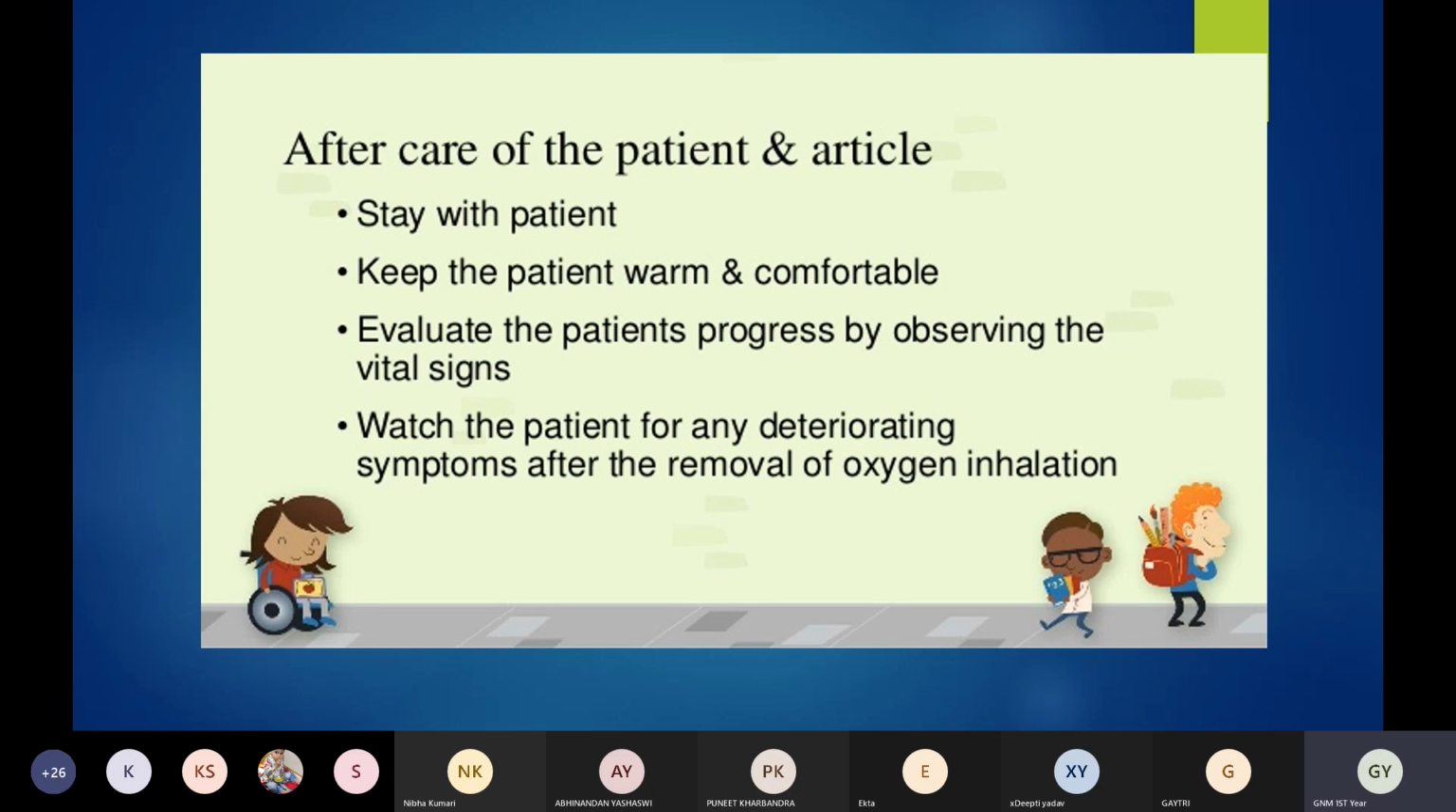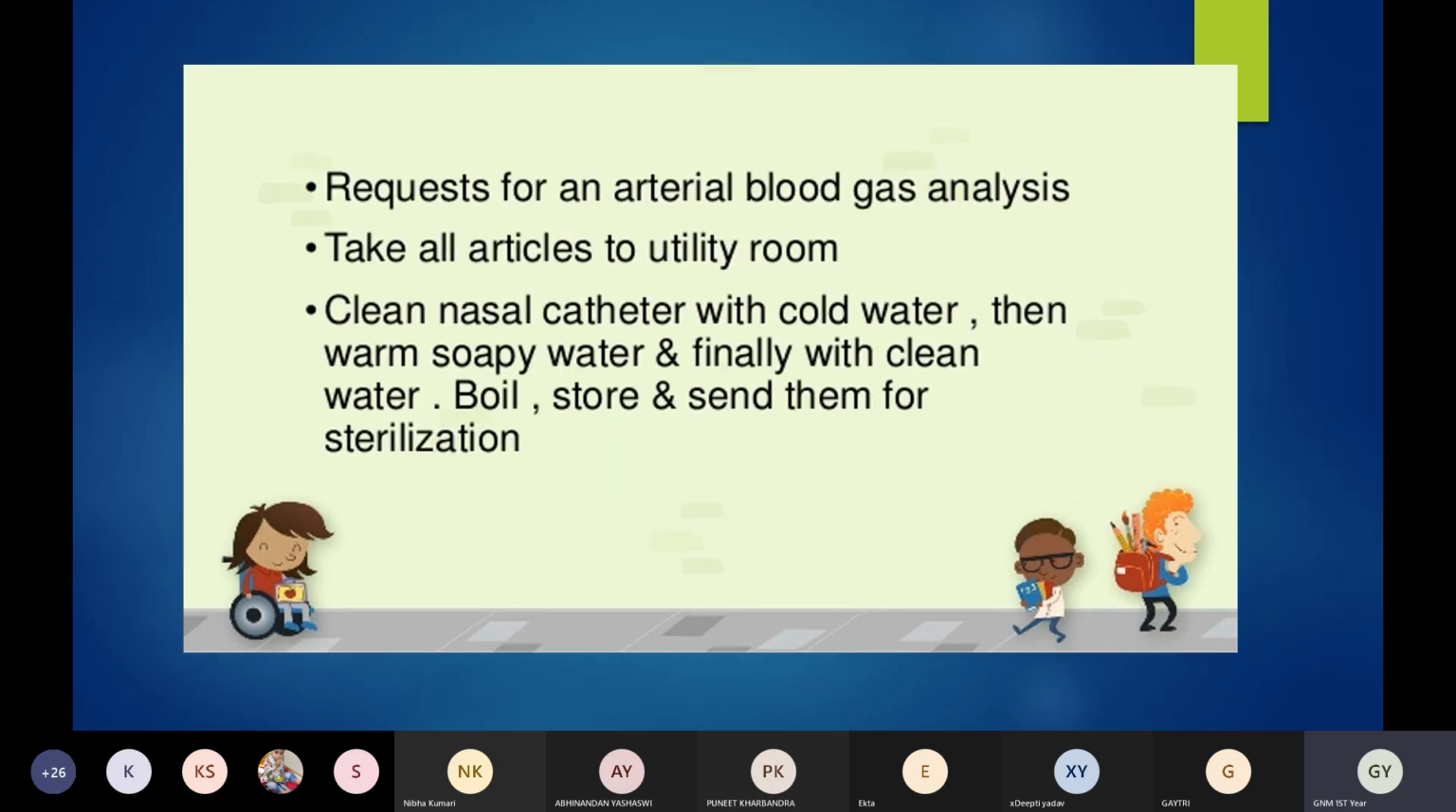Okay, so if the patient is saying that I'm still having a breathing problem, breathing difficulty, then you can still continue with oxygen. Okay, so these are some of the aftercare, and also request for ABG analysis. If the patient is in a very critical condition, the doctor will say to get an ABG test done. By performing arterial blood gas we will know what the patient's condition is.